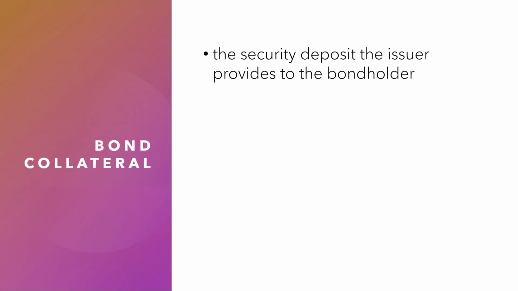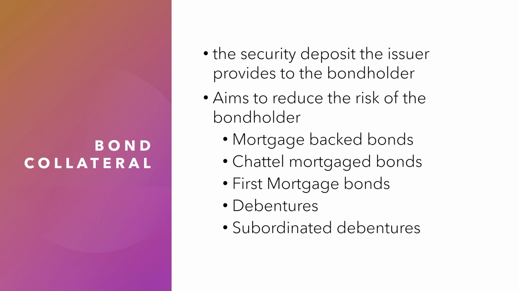The fourth characteristic is bond collateral. A collateral is a security deposit provided by the issuer to the bondholder. Its aim is to reduce the risk. The different kinds of bonds according to the collateral are mortgage-backed bonds, secured by real estate properties, and chattel mortgage bonds that are backed by personal properties.